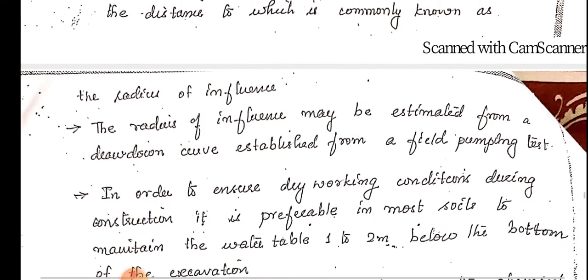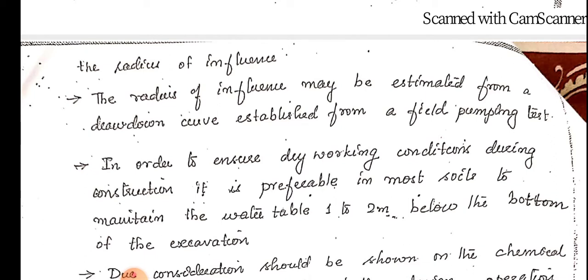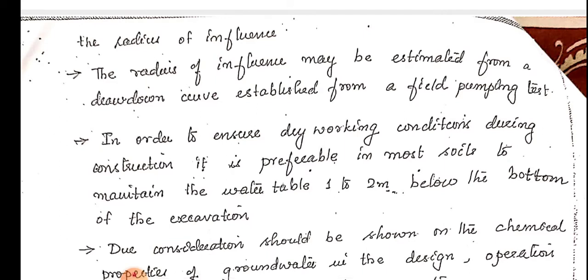Okay, so this is known as the radius of influence, meaning the influence of the site with this aquifer. The radius of influence may be estimated from the drawdown curve established from a field pumping test. So we can do a pumping test in the field, that is, we can pump the water. We can install a small well, then pump the water from the soil so that we can observe the drawdown of the water table around that well. Drawdown means the change in depth of the water table. So that we can identify the radius of influence in that area.